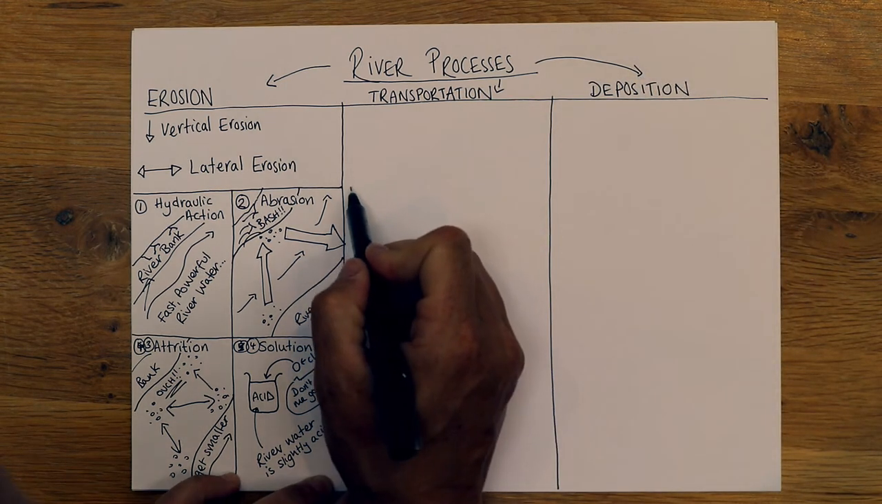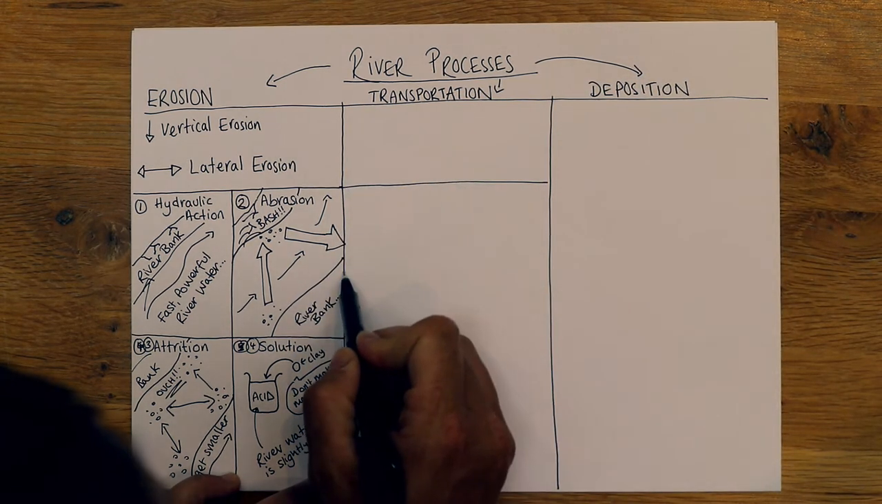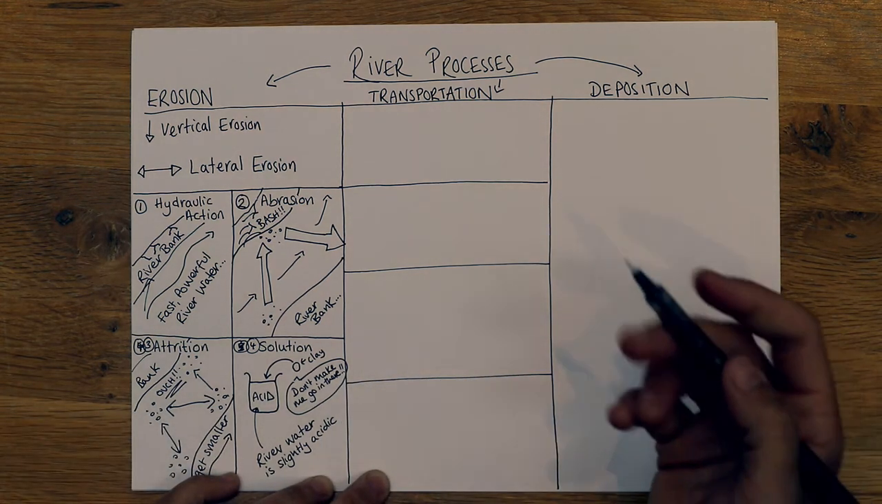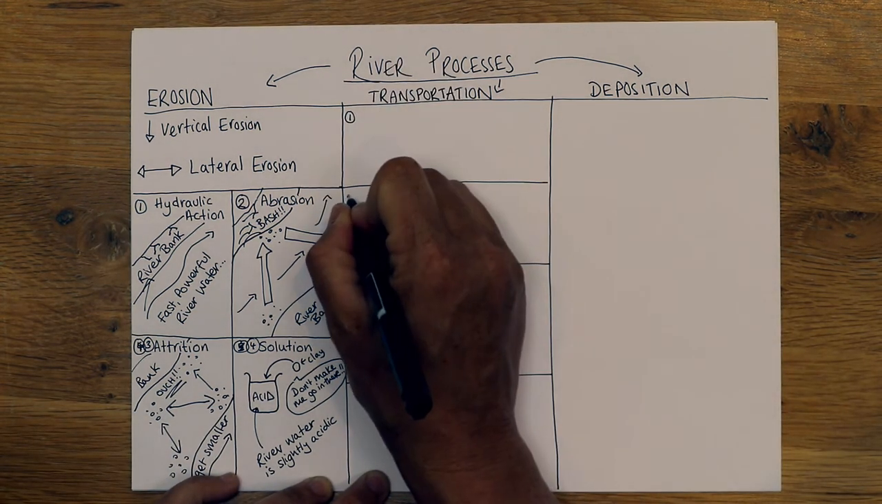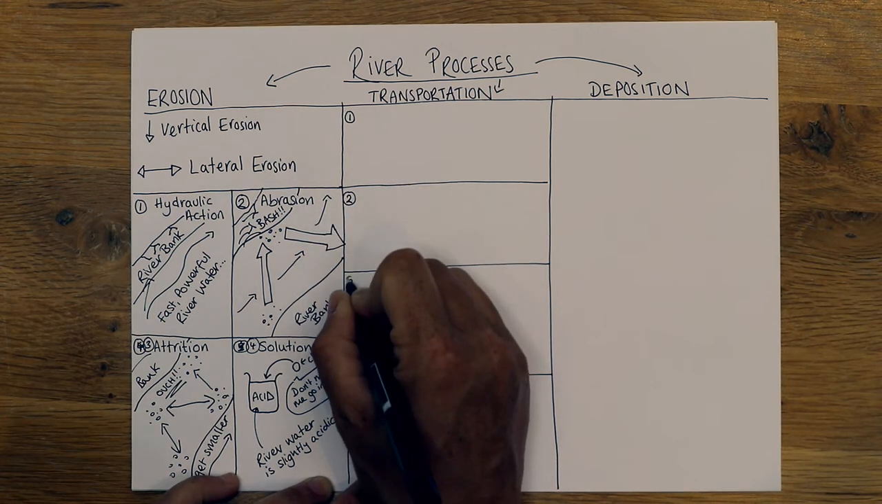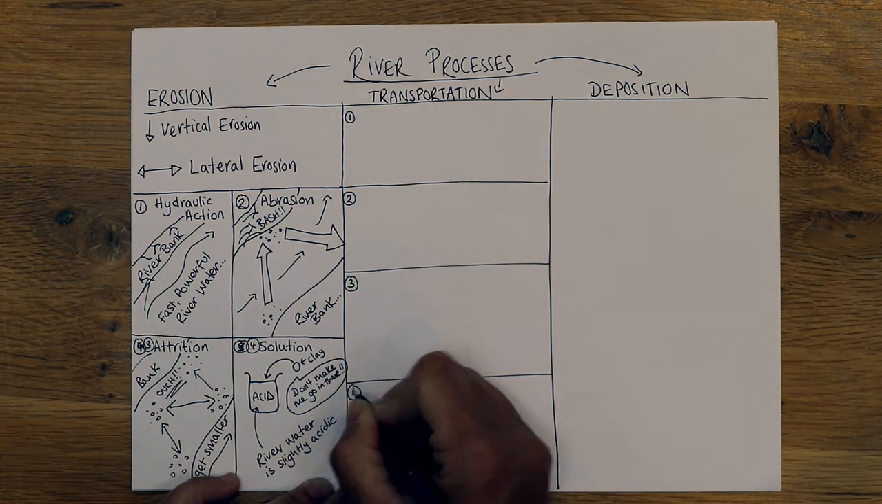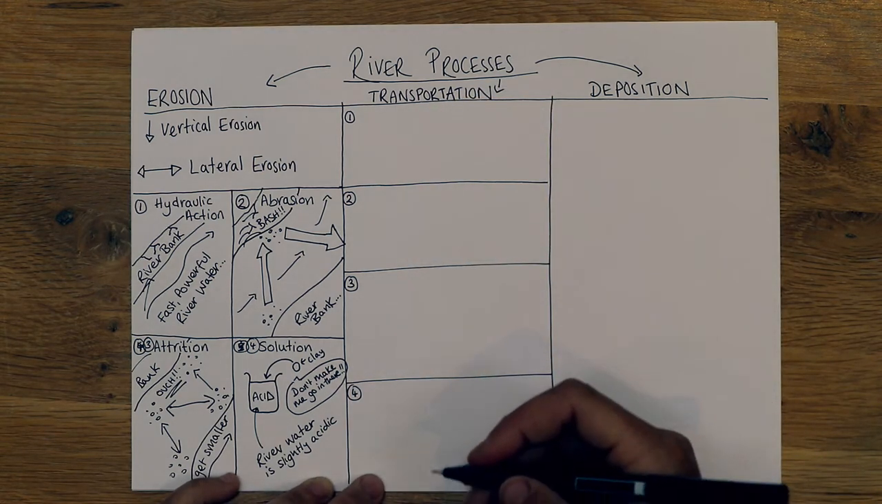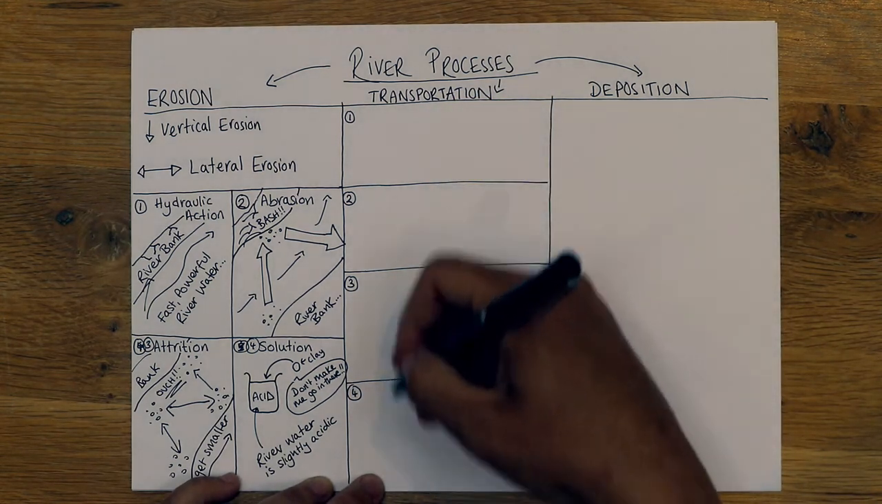Right, transportation. This is how the river moves material downstream. Okay, so what we want to do for this one is divide the big box into four. And again, there's four different types. So just put one, two, three, and four. And we're going to put these in order from largest to smallest. I'm doing it this way around.